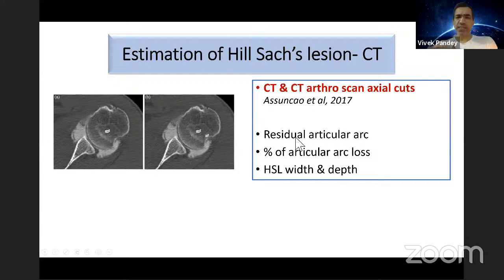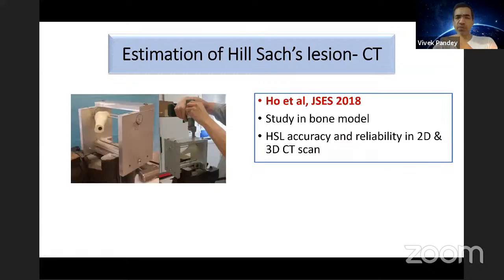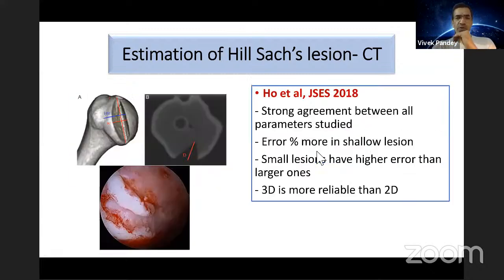So many more studies have come up. I'll just skip most of them. This one is a study which came up in 2018. This is one important study. They said that most of the parameters, if you take them in the CT scan, whether it is the depth, the width, or the length, there is good intra-observer reliability. However, the error percentage is more when the lesion is shallow, and the smaller lesions can have a very high error as compared to larger ones.